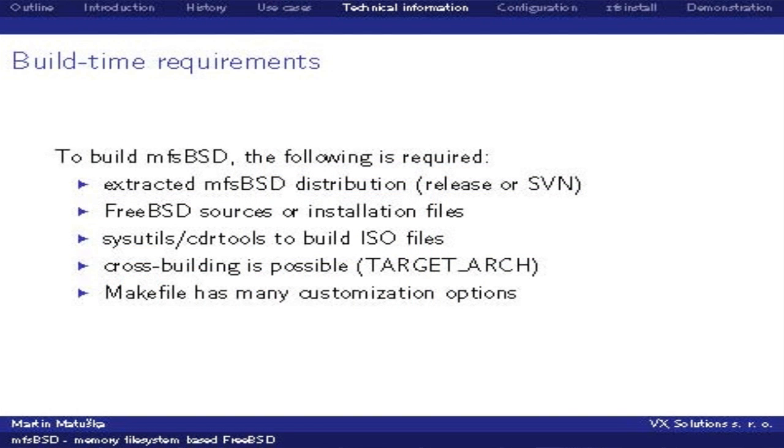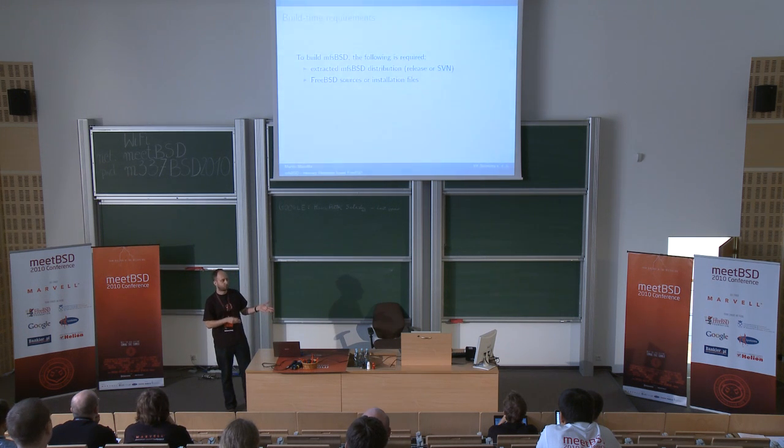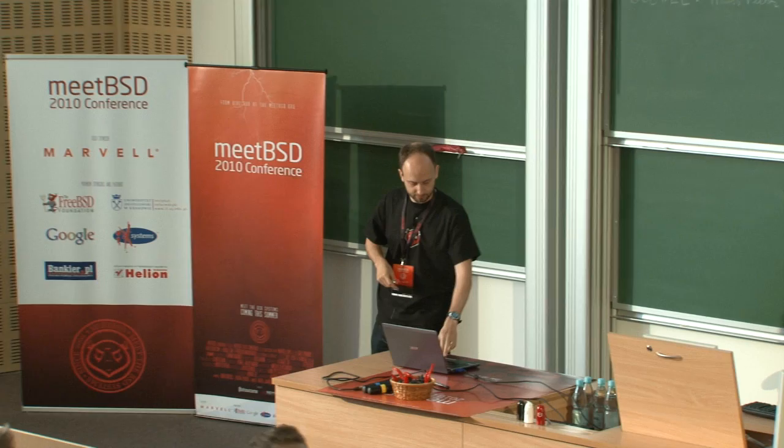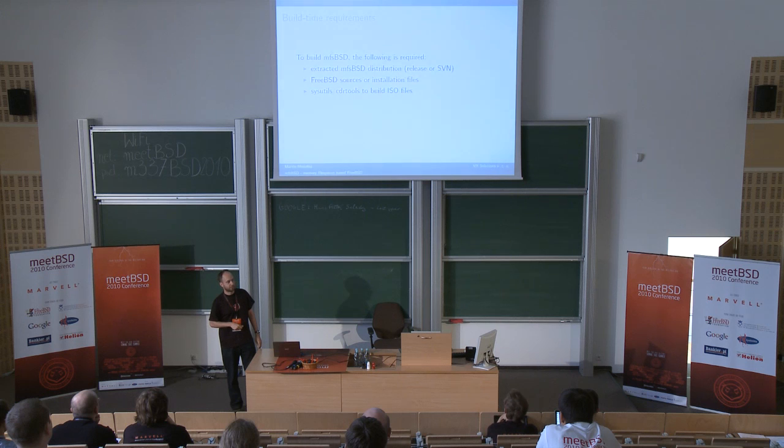So, what do you need to make your very own mfsBSD distribution? Well, you need the code, the scripts itself. You need FreeBSD source files. You can take the source and compile it, or you can pick installation media. If you want ISO files, you need CDR tools from our best friend Jörg Schilling. Well, he's in the OpenSolaris committee now, in the core group there.